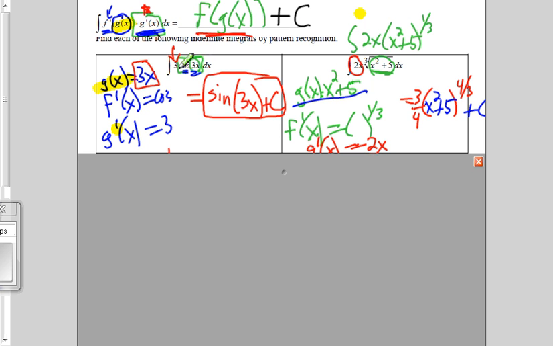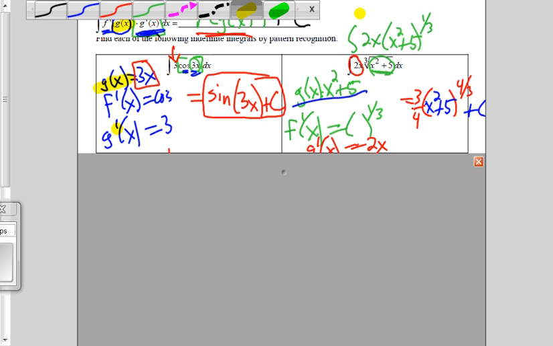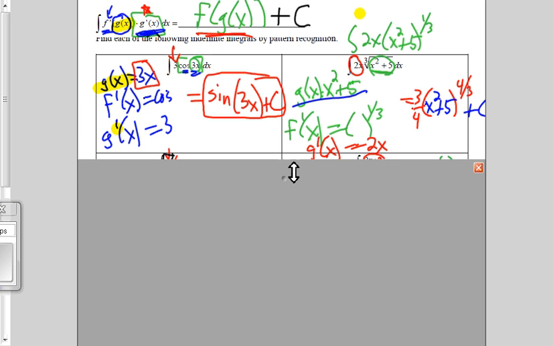All right, let's look at the next one. So we want to look, and same thing, what's my inside function? Ooh, that's got to be x squared plus 5. What's my outside function? Ooh, that's going to be something to the 1/3 power, because it's a cube root. Okay, what is my g prime of x? If the g of x was x squared plus 5, then my g prime of x is going to be 2x. Okay, so I have this right here.